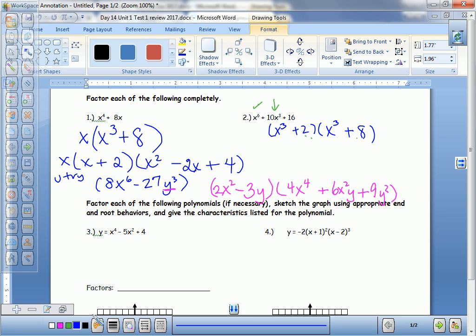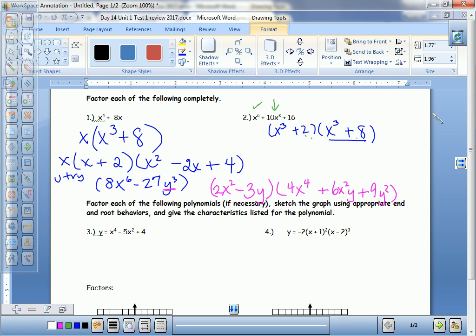Now, it would be nice if we were done. But look, what did we end up with? The same thing we had over here. This one doesn't go any further. The first term is a perfect cube, but 2 is not a perfect cube.